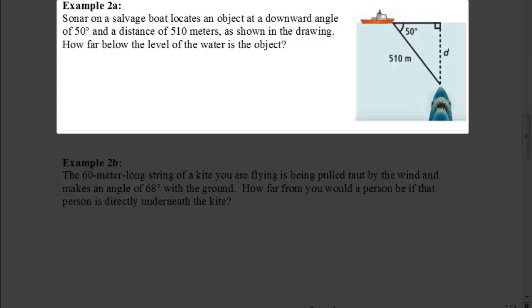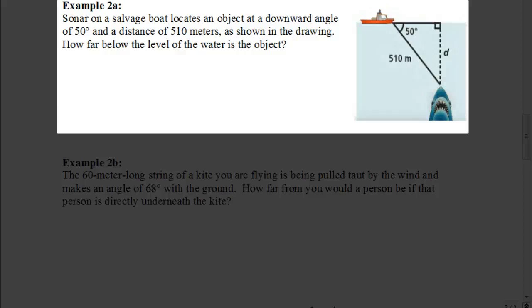So let's look at this one here. It says sonar in a salvage boat locates an object at a downward angle of 50 degrees and a distance of 510 meters as shown in the drawing. How far below the level of the water is the object? So here it appears that that object is a giant shark, but we don't know what that object is. But we're trying to figure out what is the depth of that object, the vertical depth there.